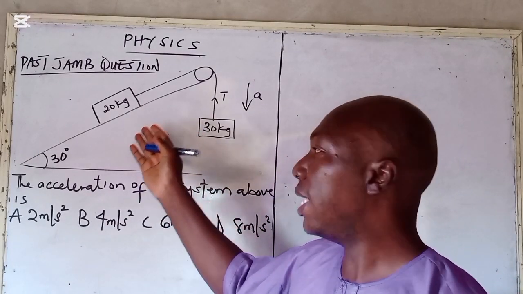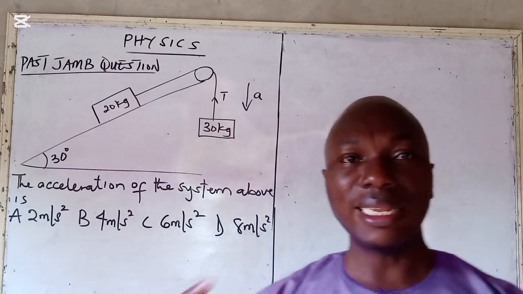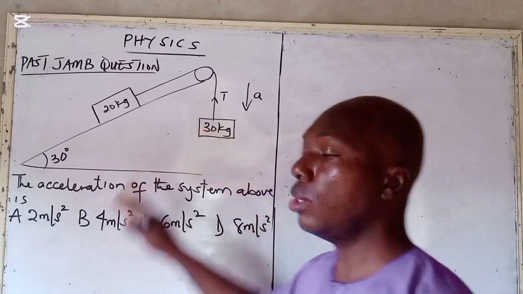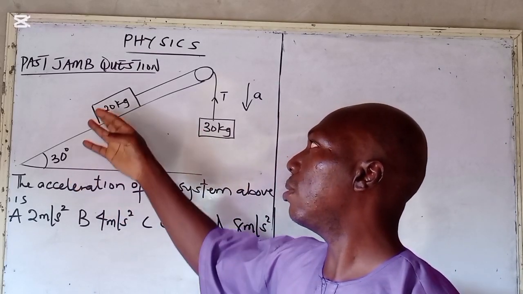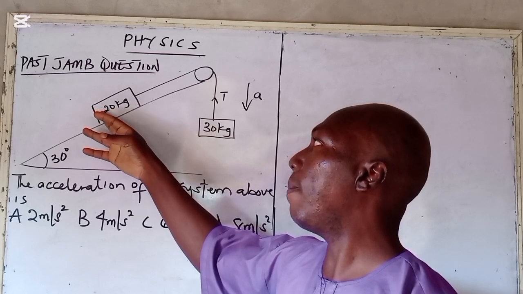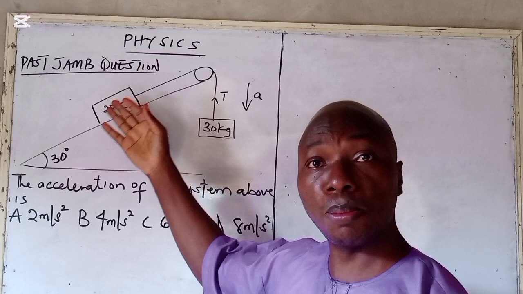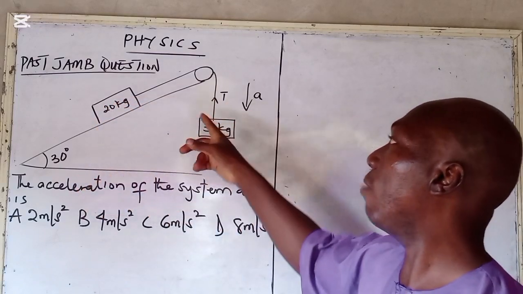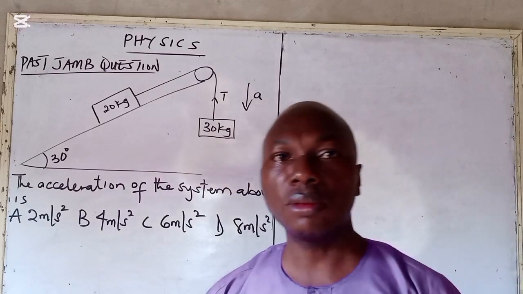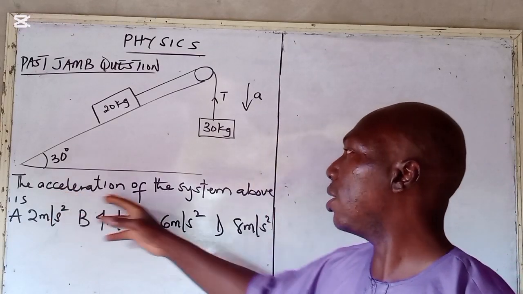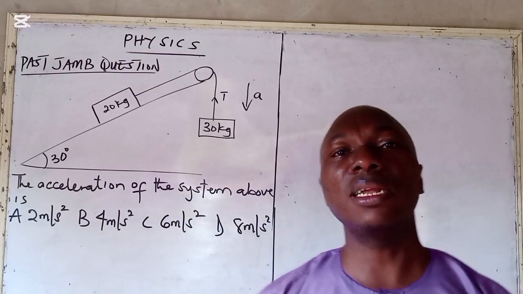a problem on an inclined plane where you'll be asked to calculate the acceleration on this body, given an angle of 30 degrees and 20 kilograms as the mass of the body. If a body of mass 20 kilograms is placed on it, and we have a body that is hanging with the tension. But this question asks us for the acceleration of the system above. You are asked to calculate only the acceleration.